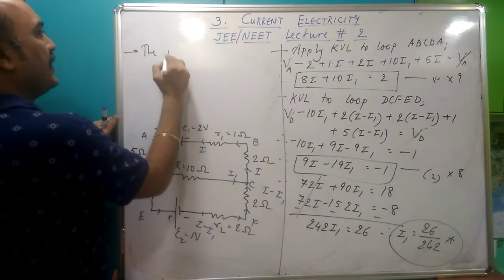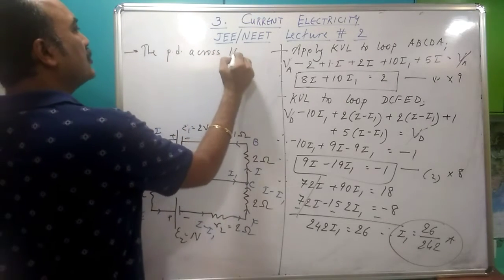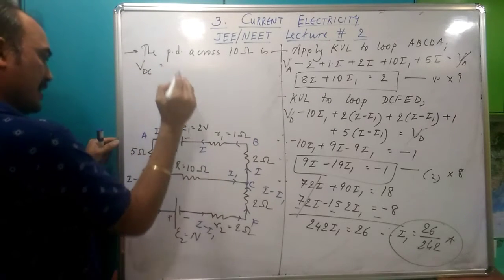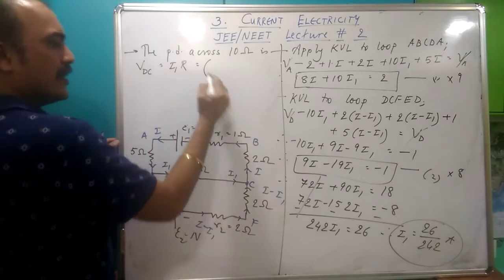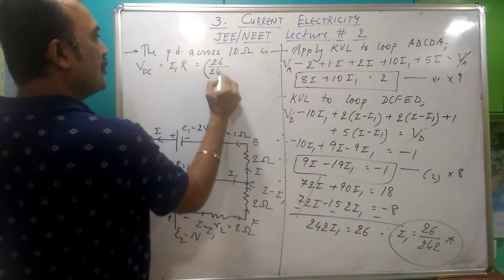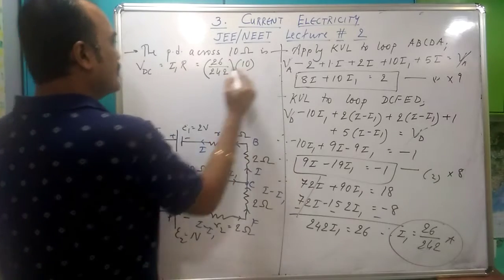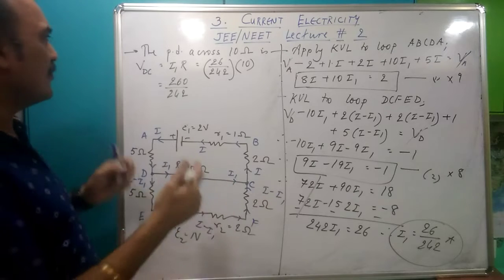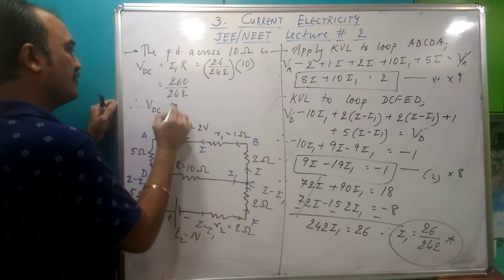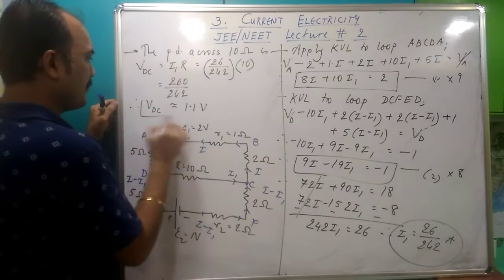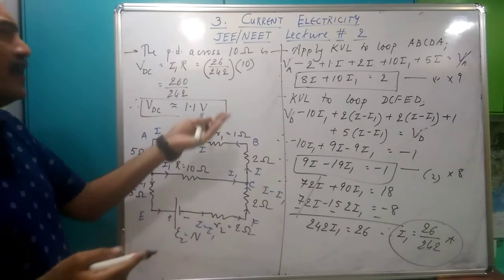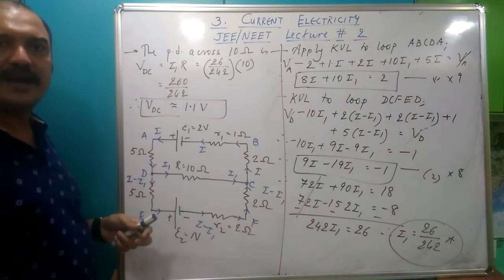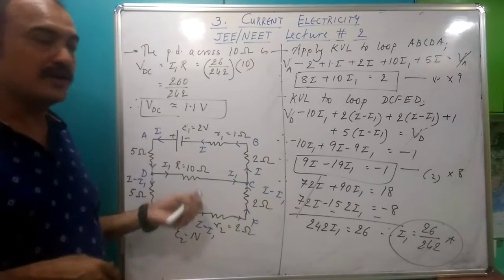Now, finally, the PD across 10 ohm. Now PD across 10 ohm, we'll call it VDC, is I1 into R. I1 is 26 by 242 and R is 10. So this becomes 260 by 242, nearly 1.1 volt, or a little lesser than 1.1 volt. You can see we have 1.07 as an option and we think we are right with that. So this was the application of Kirchhoff's law. Have a look.